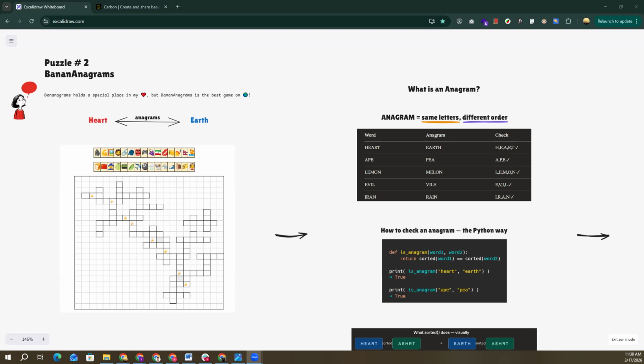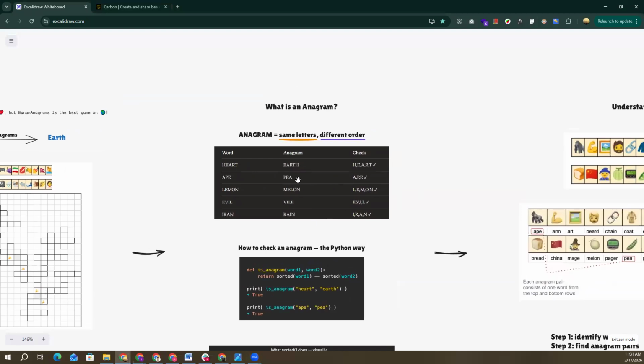So what is an anagram? Let me make sure everyone understands what an anagram is before we go further, because this is the entire engine of this puzzle. An anagram is when you take a word, scramble the letters, and get a completely different word. Same letters, same count, just rearranged. As you can see here in the table, there are a few examples. So see the pattern. Every letter present, every letter accounted for, just a new order.